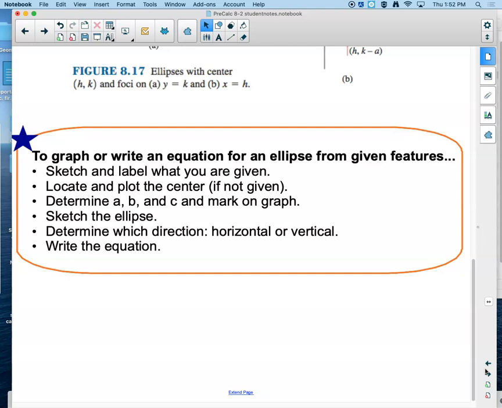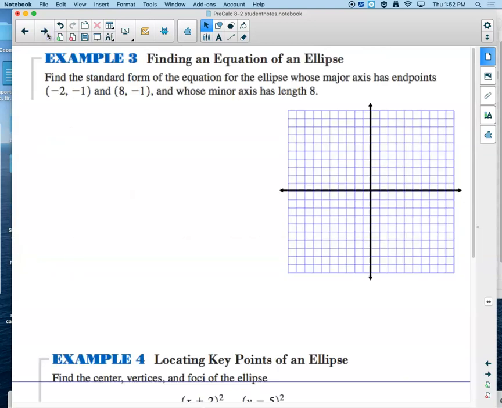And once you know if it's horizontal or vertical, then of course you can go ahead and write an equation for it. And that's the next place that we would want to go, writing the equations for these translated ellipses. So, finding an equation of an ellipse. Find the standard form of the equation for an ellipse whose major axis has endpoints at -2, -1, and 8, -1, and whose minor axis has a length of 8.